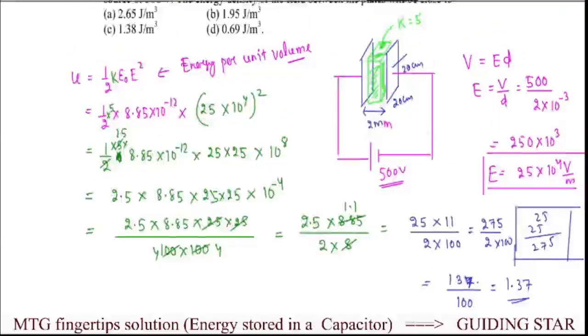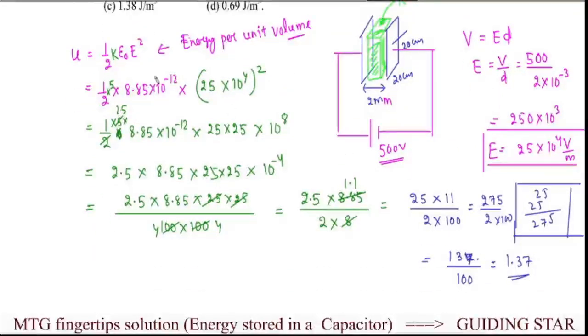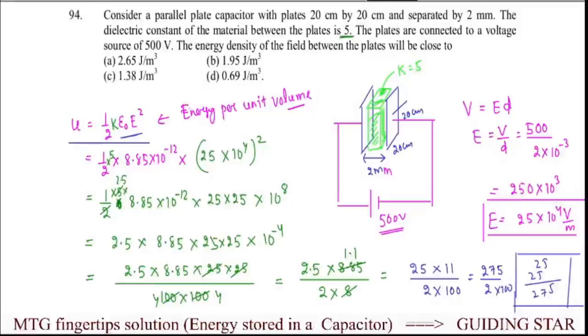So this is the energy density. As we are calculating the energy per unit volume, the unit will be joule per meter cube. So finally it is 1.37 joule per meter cube. So we'll check the answers. Option A, 2.65, wrong. 1.95 wrong. Option C, 1.38, is nearly the approximate value, and option D is also wrong. So option C will be the correct one.